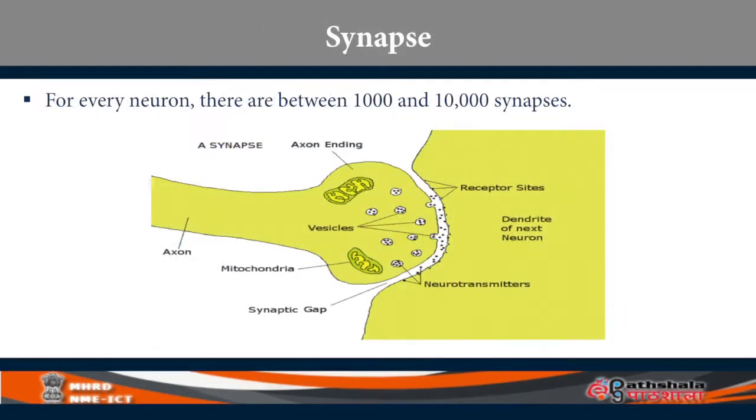Look at the picture on the screen. You see the axon, and it is like a huge head of the axon. It's filled with neurochemical information, mitochondria, and there is a gap between the axon's head and the receptor site. So this is where the exchange of neurochemicals is taking place. When does this take place? In a minute, I will explain what is firing of a neuron and what is traveling of a neural impulse. But synapse is where neurochemical exchange takes place. For every neuron, there are between about 1,000 to 10,000 synapses.